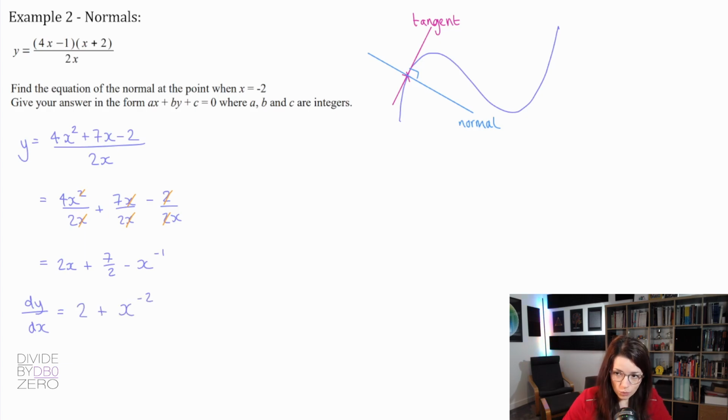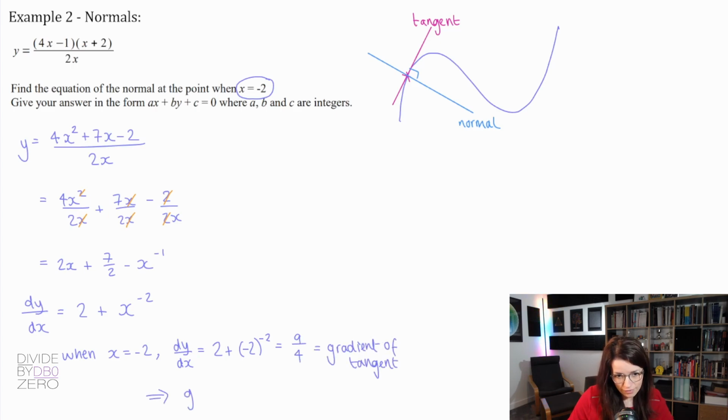Now we're interested in when x is negative 2 in this question. So let's find the gradient when x is negative 2 first. When x is negative 2, dy/dx is equal to 2 plus negative 2 to the power of negative 2, which works out to be 9 over 4. This is the gradient of the tangent.